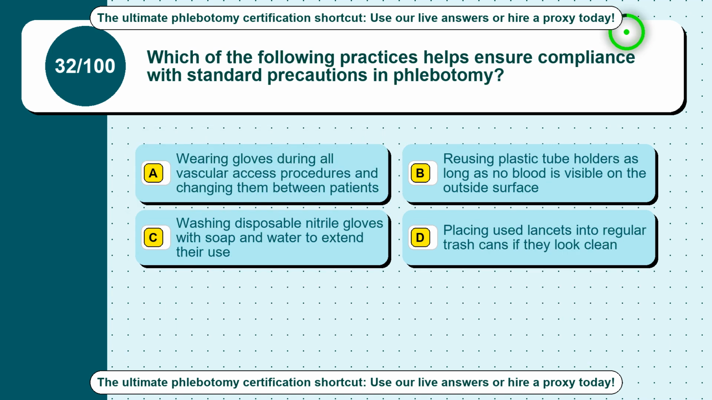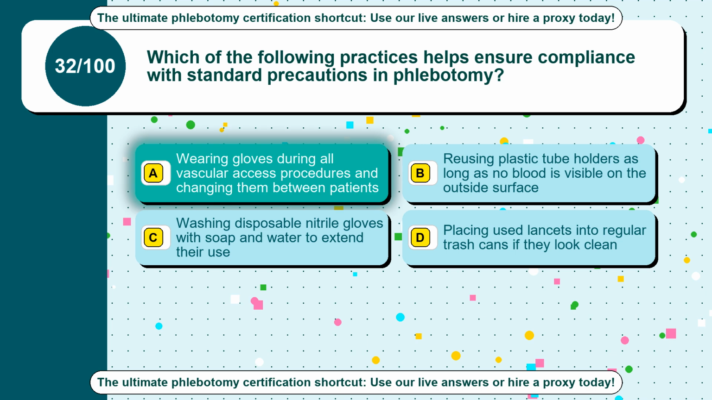Question 32. Which of the following practices helps ensure compliance with standard precautions in phlebotomy? Option A, wearing gloves during all vascular access procedures and changing them between patients. Option B, reusing plastic tube holders as long as no blood is visible on the outside surface. Option C, washing disposable nitrile gloves with soap and water to extend their use. Option D, placing used lancets into regular trash cans if they look clean.